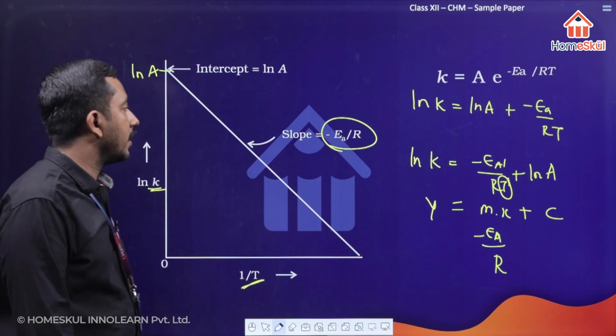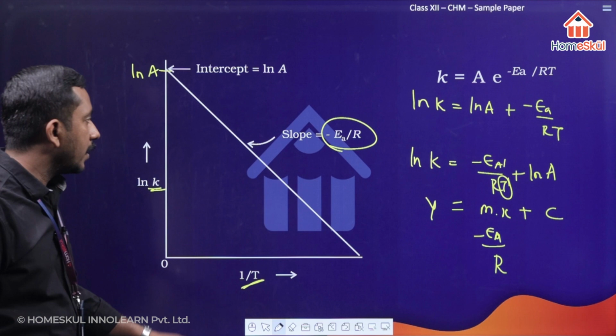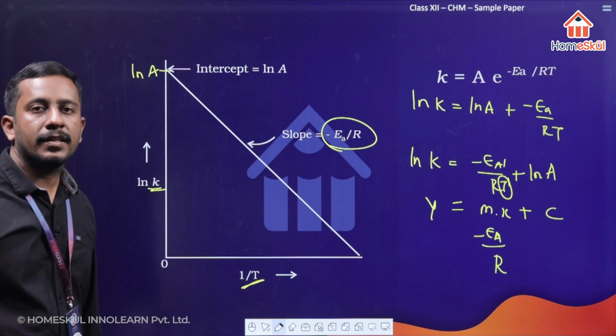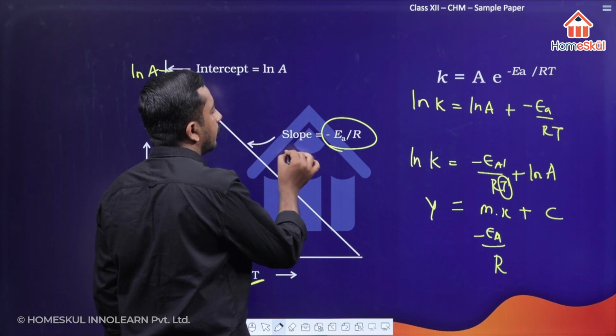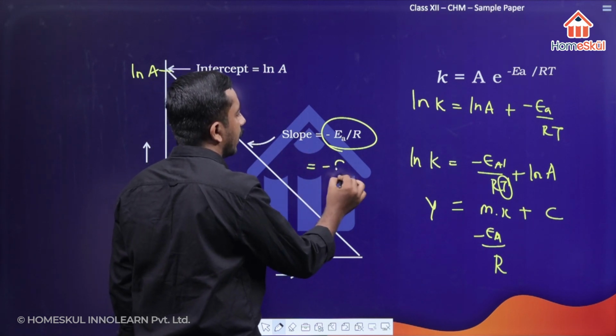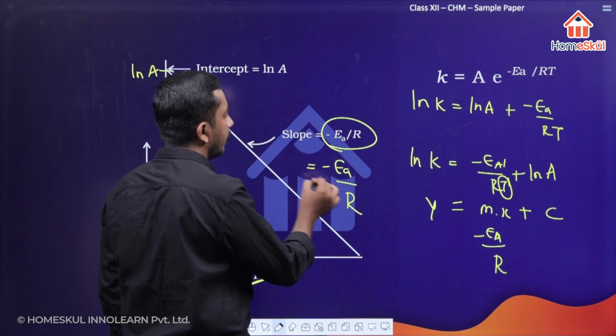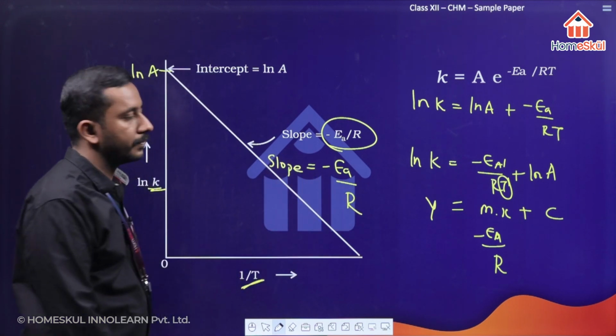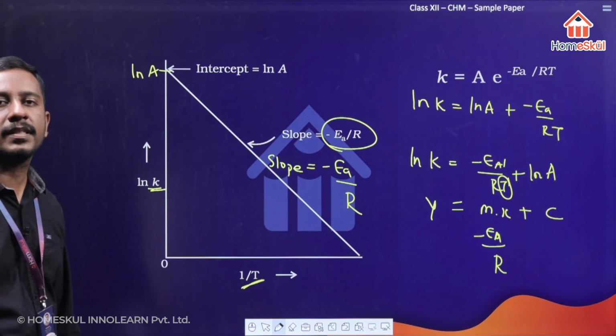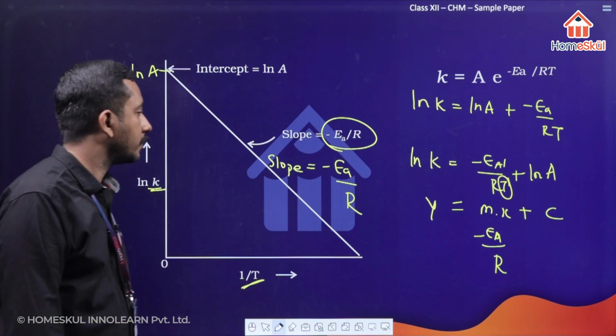So you have been asked what is the relationship between the slope and activation energy. The relation between these two values is given as the slope of the graph that we obtain, that is minus EA divided by R. So slope is equal to minus EA divided by R. So that is the relation between the two quantities that has been asked.